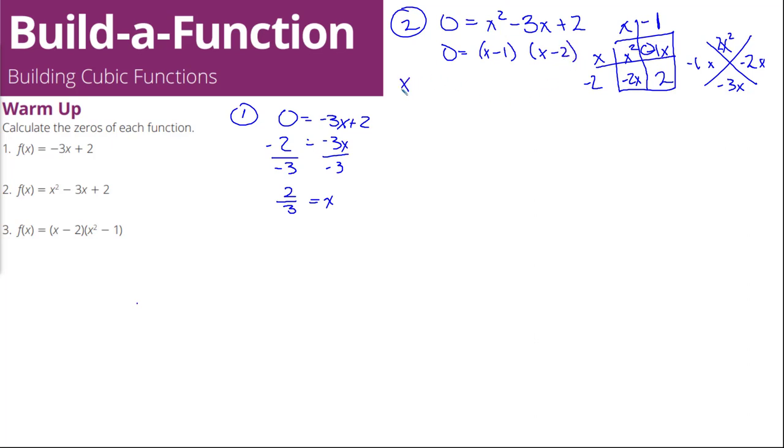Now all I do is set my parentheses equal to 0 and solve. So x equals 1 and x equals 2 are my two solutions. Now let's go on to 3.